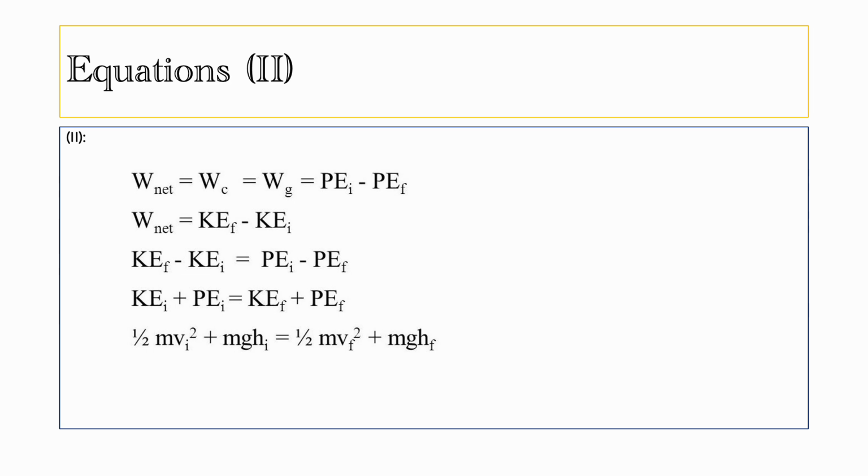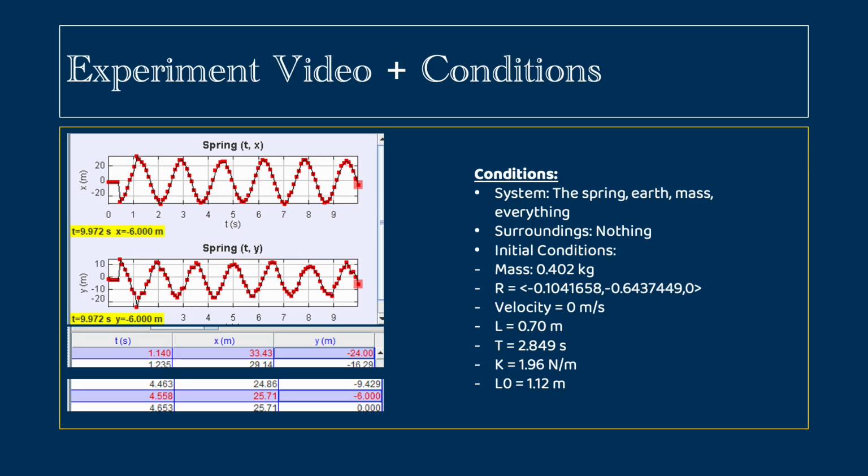here. As you can see, this is the data outputted by Tracker, and we have our conditions: the system, which is everything, surroundings, which is nothing, and then we have our initial conditions with the mass, position, initial velocity, length of the string, time of the oscillation, and then we have our spring constant, and then the relaxed length of the spring.